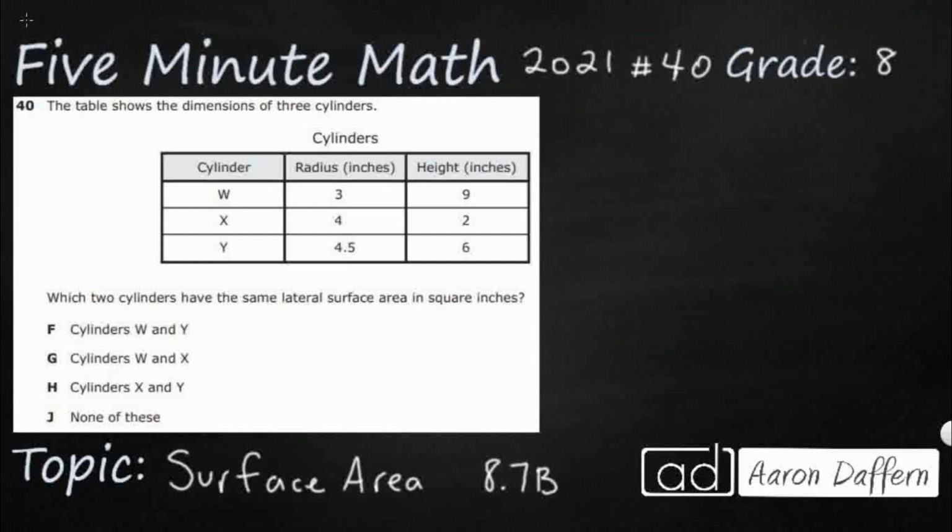So we have a table here, and we are looking at 3 different cylinders, W, X, and Y. We need to find 2 cylinders that have the same lateral surface area. So what do we mean when we're looking at lateral surface area? If this is a cylinder here, then the lateral surface area is the area of this curved surface. We're excluding the 2 bases. That would be total surface area.